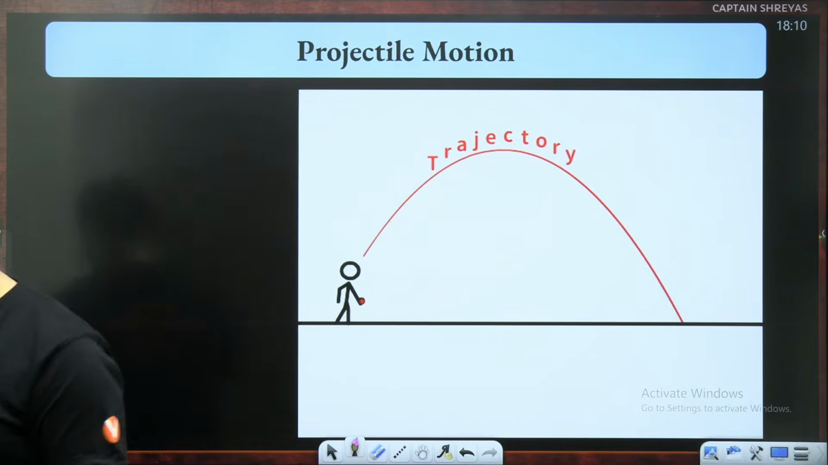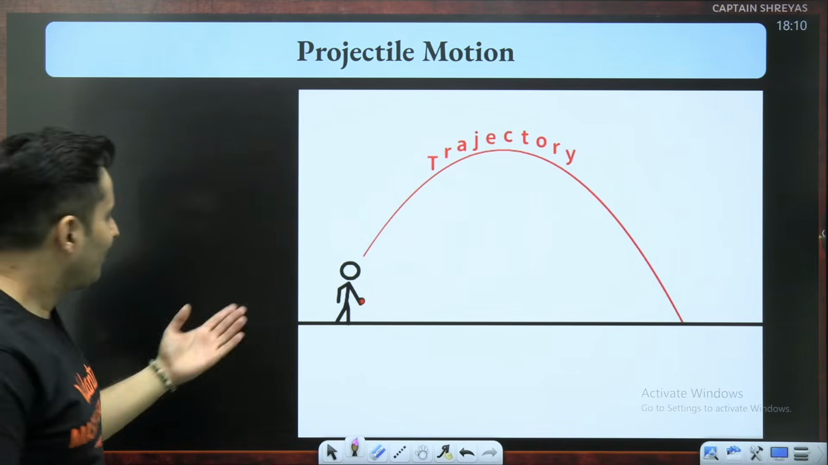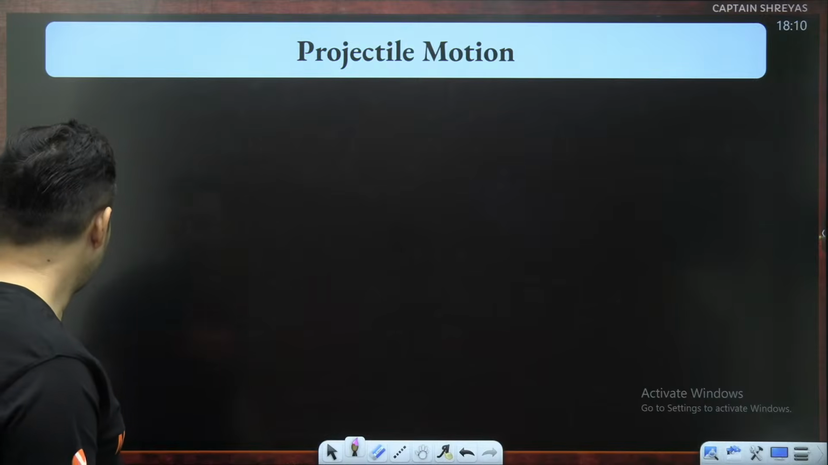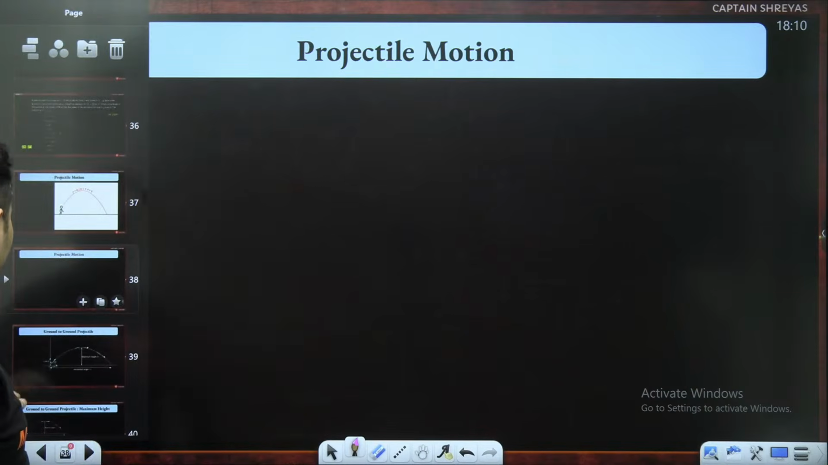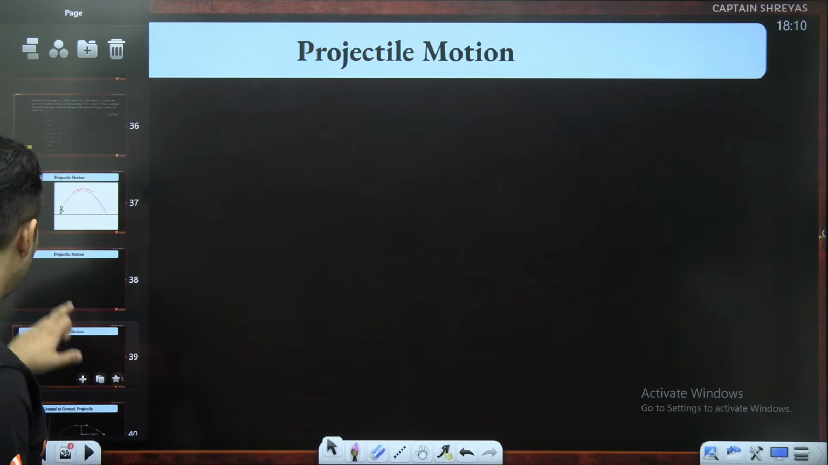Okay. So when we are learning this projectile motion, I want you to understand a couple of things.